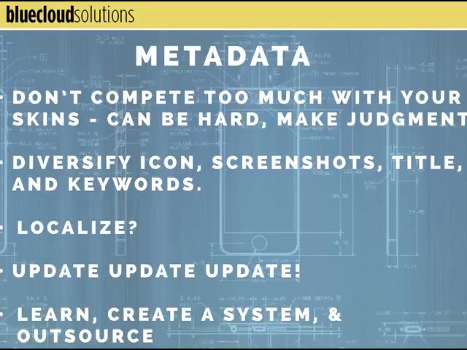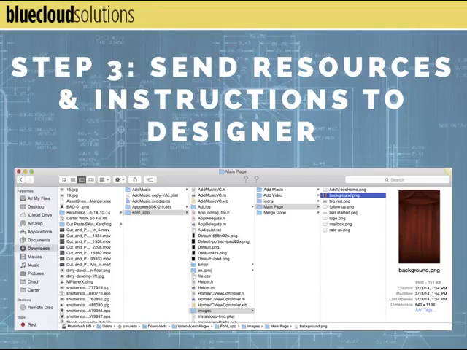Okay, so the first step is you have a plan. The second step is you take the research and you go find the market, you find the demand, and you find out what's hot right now. The third step is you're going to go and buy the source code at this point. You're going to have a source code, and you're going to send the resources, which are the images, and instructions over to the designer. And this is a screenshot of what it's going to look like to download the source code, and you get the images from it.